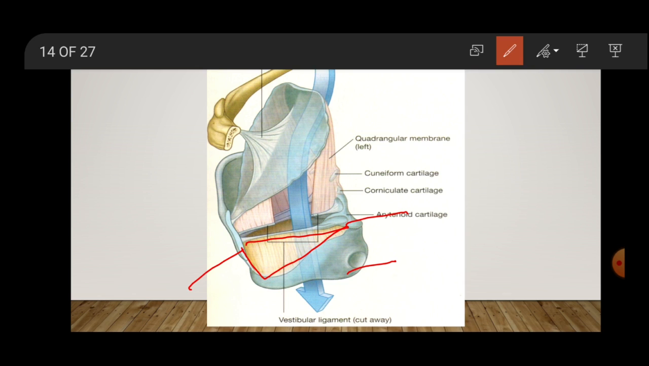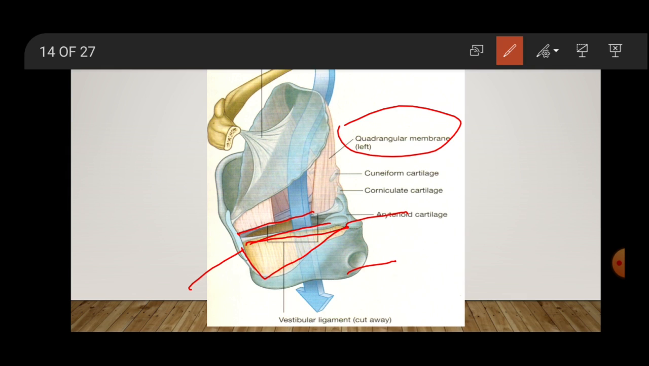Its upper free margin extending between the midline of the thyroid angle to the tip of the vocal process is called the vocal ligament. So the lower free margin of the quadrangular membrane extending between the vocal process to the thyroid angle is the vestibular ligament, and the upper free margin of the cricovocal membrane extending between the middle of the thyroid angle and the tip of the vocal process of the arytenoid is the vocal ligament.